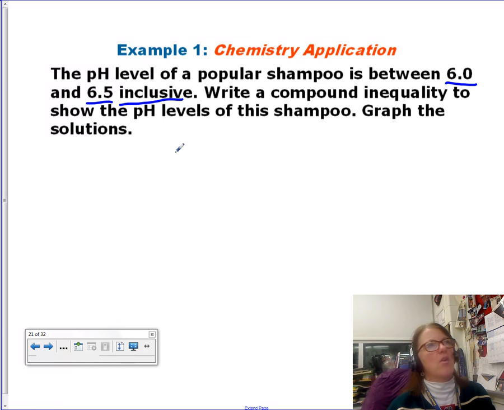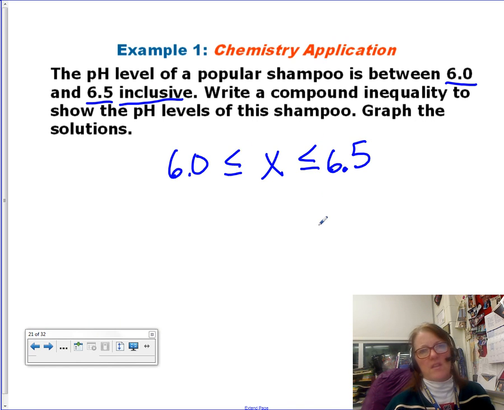All right, so I know between 6.0 and 6.5, and I can include those. So you put your variable in the middle, knowing that it's going to be exactly between these two.